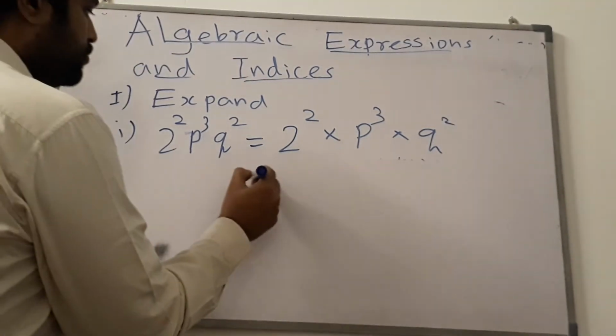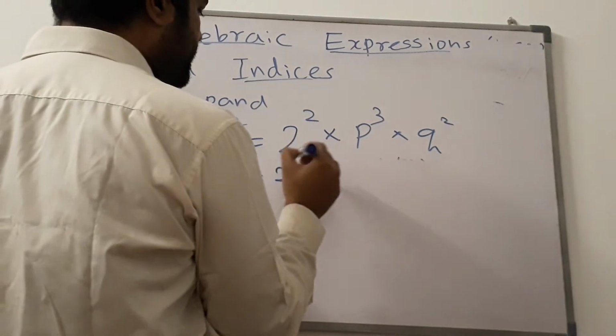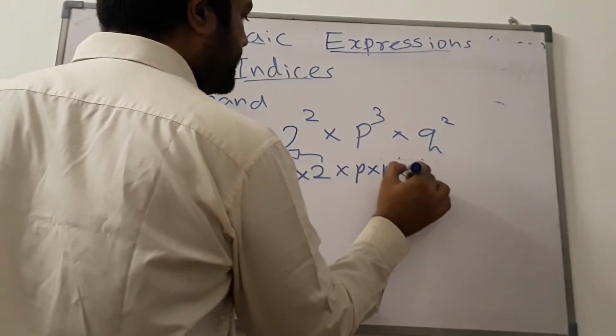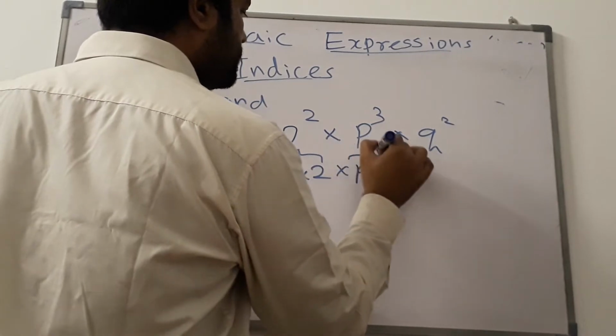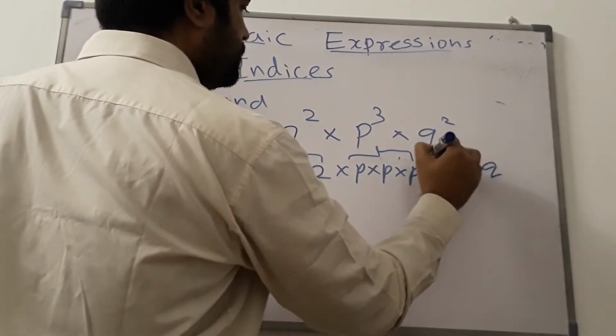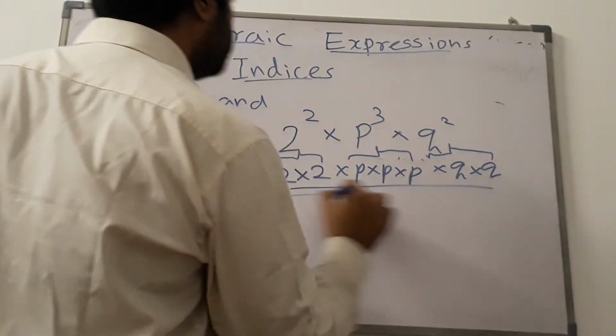2 to the power 2 means 2 times 2. P to the power 3 means p times p times p. Q to the power 2 means q times q. Okay, so this is the answer here.